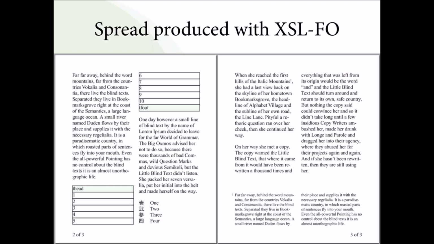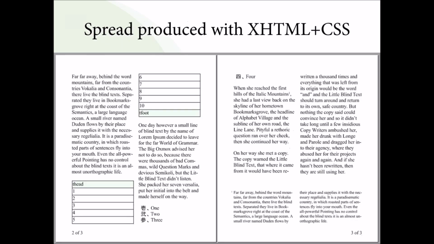So this is a spread produced with XSL FO. I've got multiple columns. I've got a table, one column table that spans over two columns. I've got some vertical writing. I've got footnotes. The same spread with CSS. Again, they have very similar capabilities today.